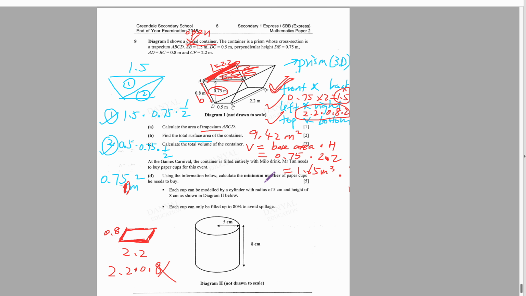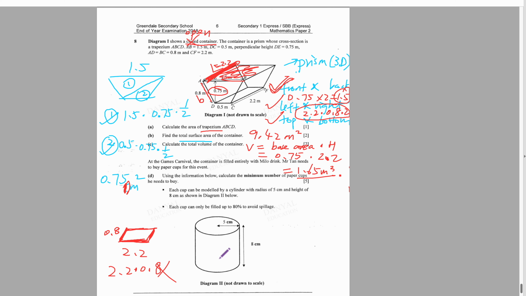Okay, very good. At the game center, the container is filled entirely with this Milo drink. He needs to buy paper cups for this event. So you have this much Milo inside. Using this information, calculate the minimum number of paper cups he needs to buy. Each cup can be modeled by a cylinder, with radius 5 cm and height 8.